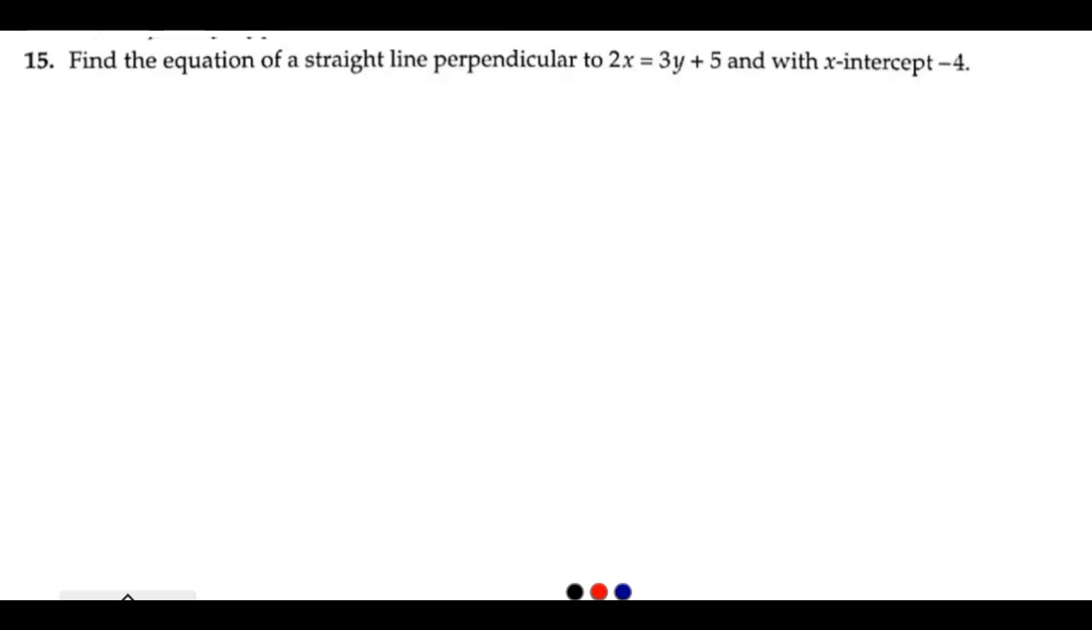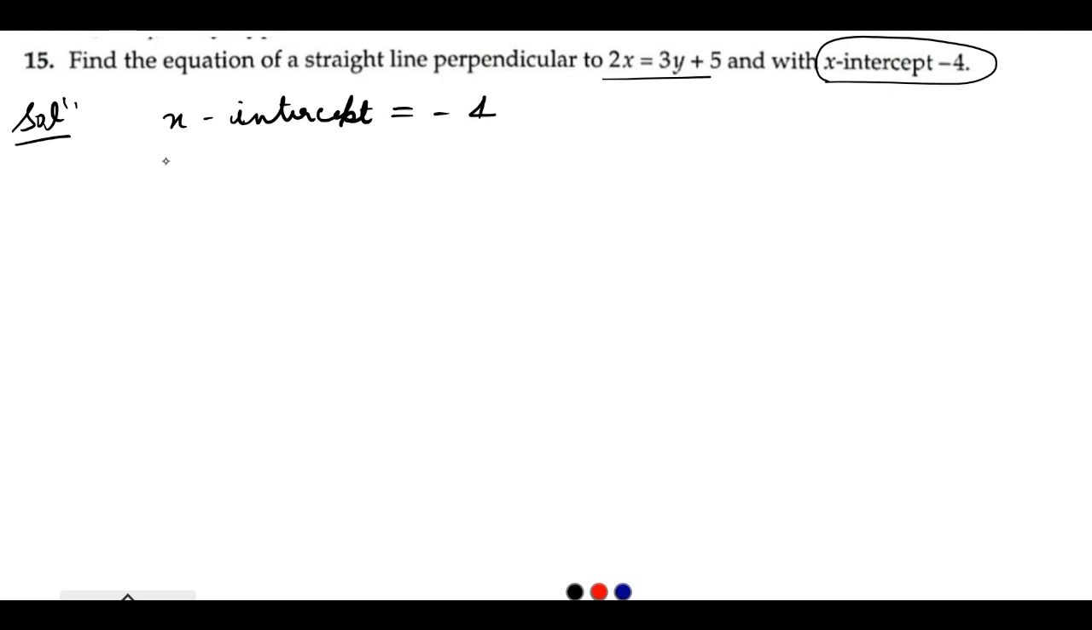Question number 15. Find the equation of a straight line perpendicular to this and with x-intercept minus 4. X-intercept is minus 4 means minus 4 comma 0 is a point on the line.